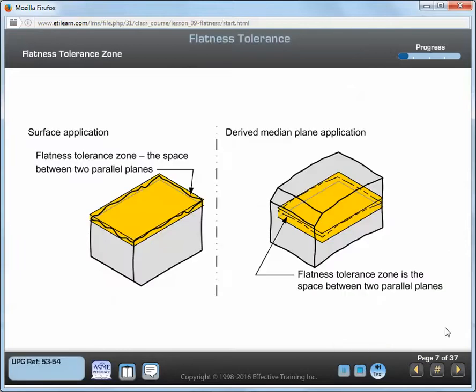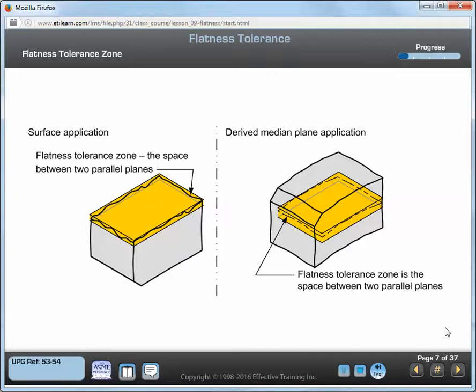Take a look at this figure, which shows 2 flatness tolerance zones. The tolerance zone for a flatness tolerance is the space between 2 parallel planes. The distance between the planes is equal to the flatness tolerance value. If a flatness tolerance is applied to a surface, the high and low points of the surface must be within the tolerance zone. If a flatness tolerance is applied to a feature of size at RFS, the median plane must be within the tolerance zone.